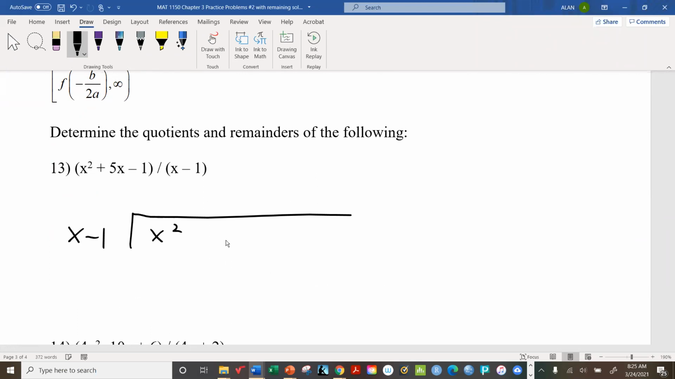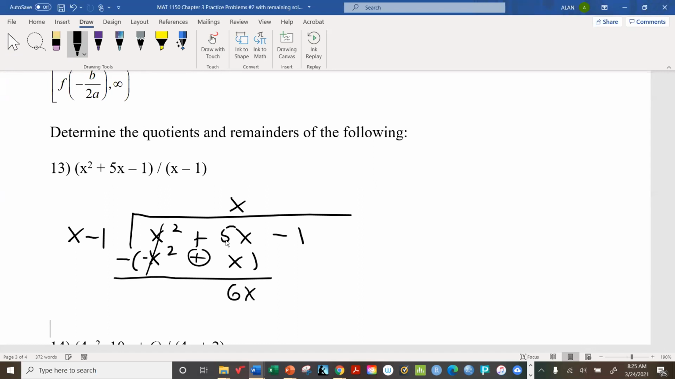So you'll have x squared plus 5x minus 1. What I'd like to do is eliminate these terms one at a time. I'll start with x. Why x? Because x times x minus 1 is x squared minus x. Now I want to subtract this result, but I have to be careful because that means this term becomes negative and these drop out. This becomes positive, and I end up with 6x minus 1.